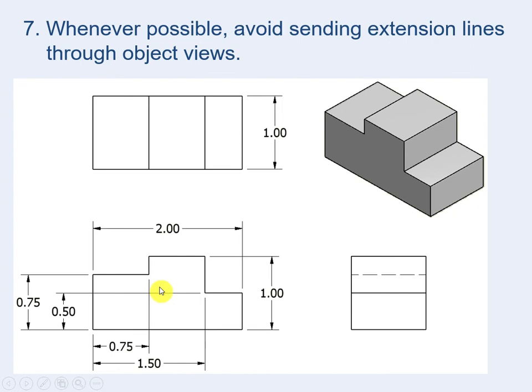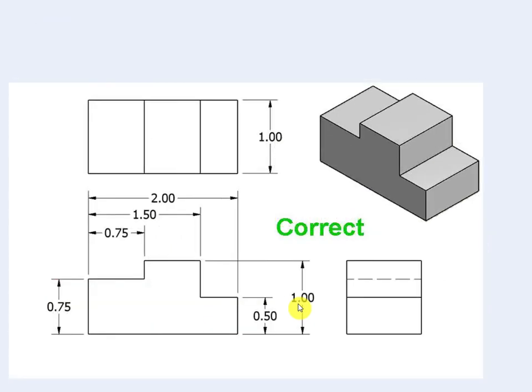We have exceptions, yes. But in general, in most cases, guys, avoid extending the extension line through the multi-view. So how can we fix this problem, guys? Put the 0.5 to the right to avoid sending the extension line through the object view. Same thing for the 0.75, 1.52, all of them. Don't extend the extension lines for them inside the multi-views.